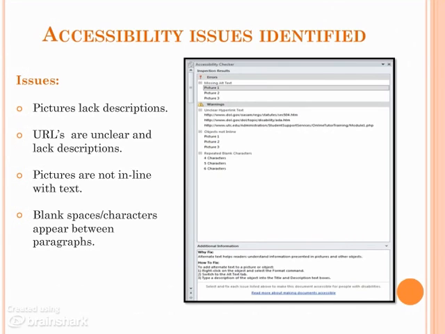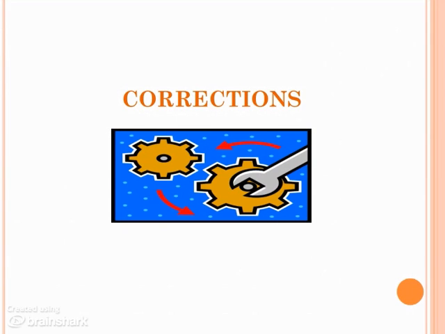The Word document I displayed had several issues identified. The picture displayed reflects those issues. I will read the list of issues identified. The first issue pertained to the lack of descriptions for my pictures. The second, my links were unclear as information was lacking about those links. The third, text wrapped around the images. And lastly, unnecessary spaces and characters exist between paragraphs. Let's look at how to correct those issues.